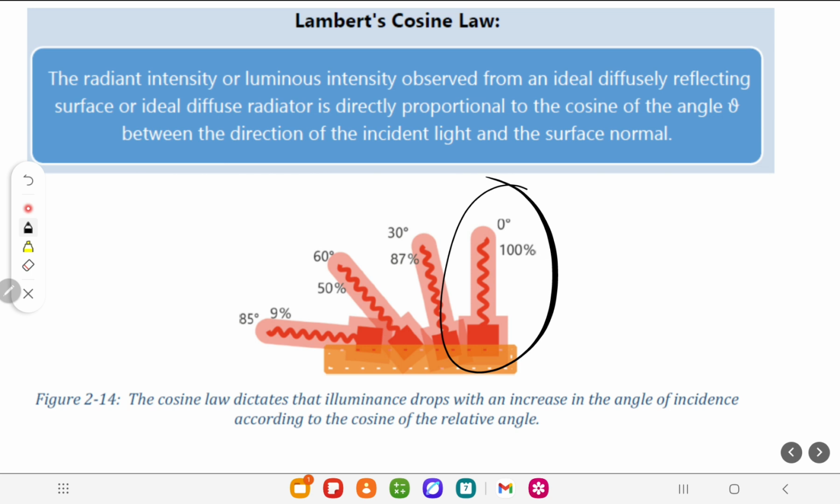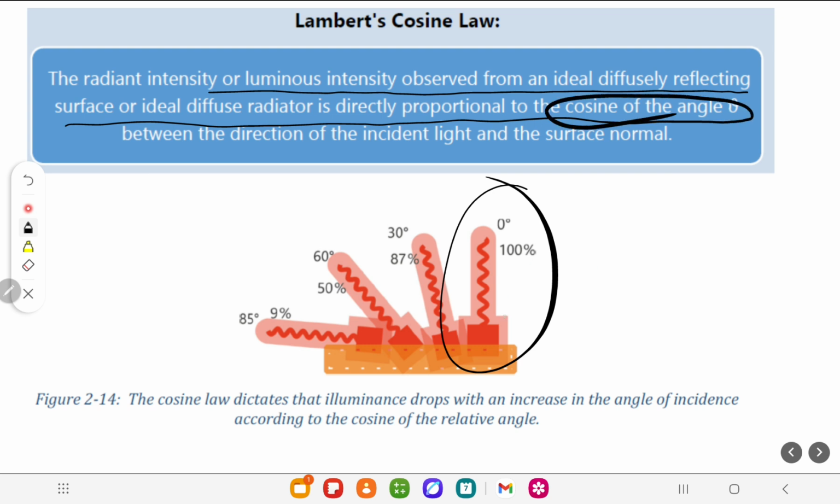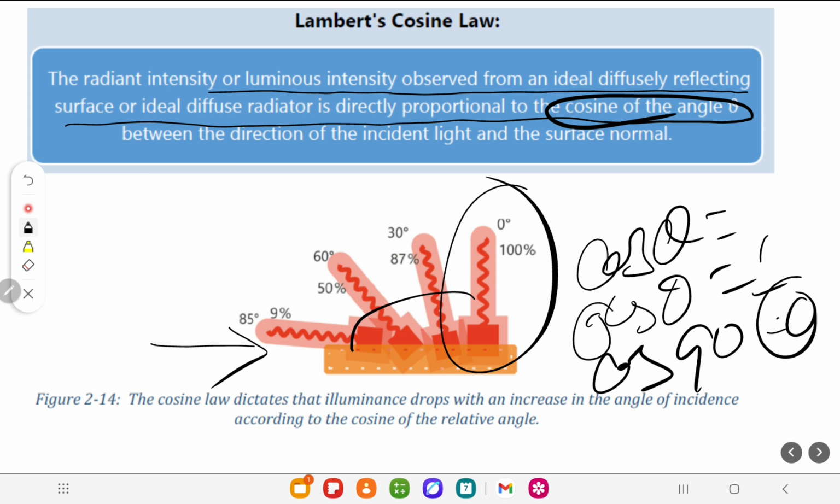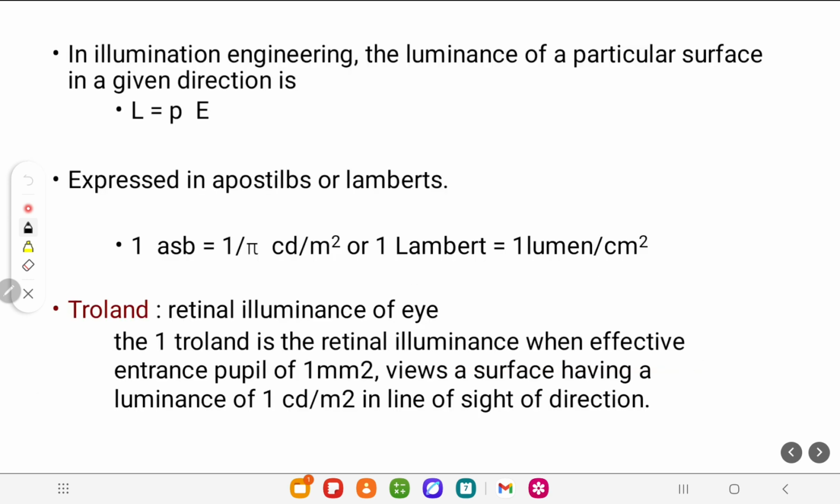at dawn sunlight is not that hot, because the radiant intensity or luminous intensity observed from an ideal diffuse surface radiator is proportional to the cosine of the angle, isn't it? And we know that cos 0 means 1, and whenever the sun goes to the horizon, cos 90 is equal to 0. So that's why the sun overhead is hotter. Basically this is the same thing. Just pause the video and see.